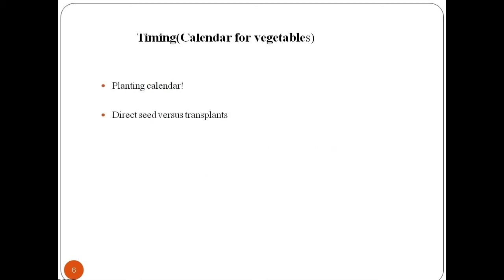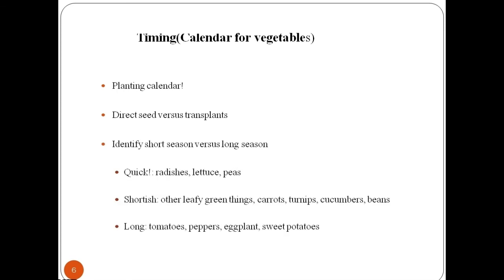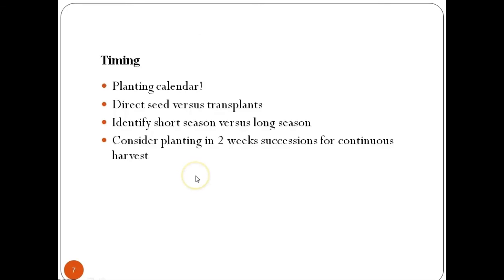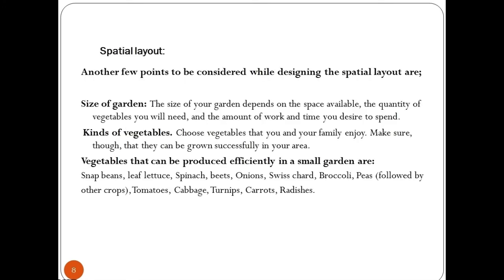Next is seasons. We have two optimal growing seasons. One is in the spring and the other in the rainfall. Both day length and temperature vary dramatically between seasons, from short days and cold temperatures in winter to long days and extreme temperatures in summer. Since few annual plants are suited to thrive in both conditions, it is important to choose plants that mature quickly to ensure a full life cycle within one season. Besides this, also consider planting in 2 week succession for continuous harvest.